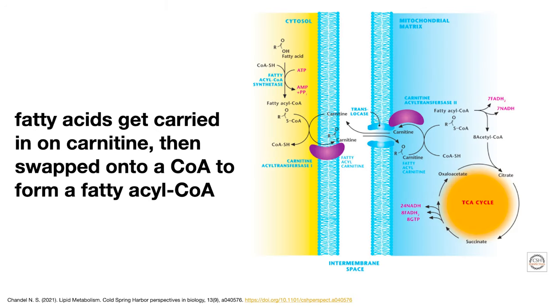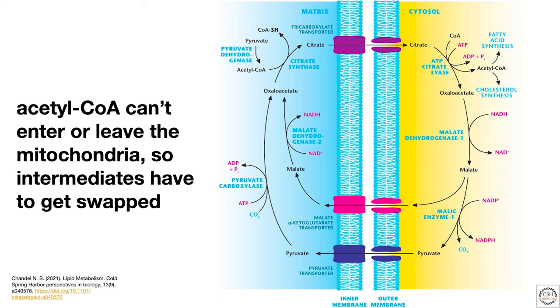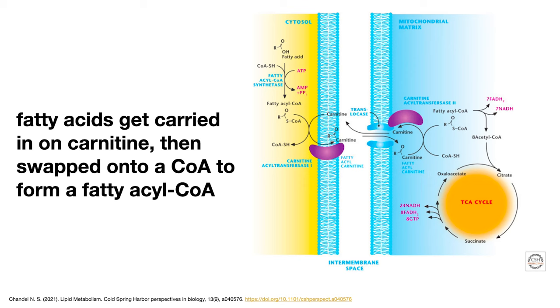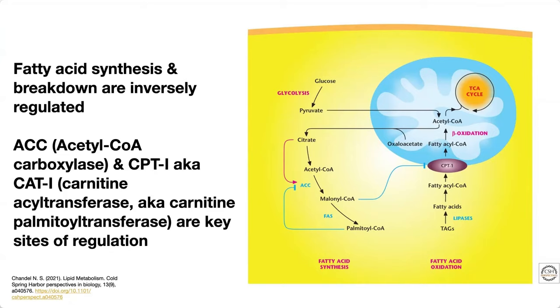In order to actually get the fatty acids into the mitochondria, we'll have to go through some tricks. And in order to get the acetyl-CoA into the cytoplasm, we'll have to go through some tricks. Because we can't take acetyl-CoA or things attached to CoA in or out of our mitochondria, we're going to use carnitine. We're going to ship out citrate instead of acetyl-CoA. We're going to be doing these different tricks to get the molecules where they're needed and still be able to control things.